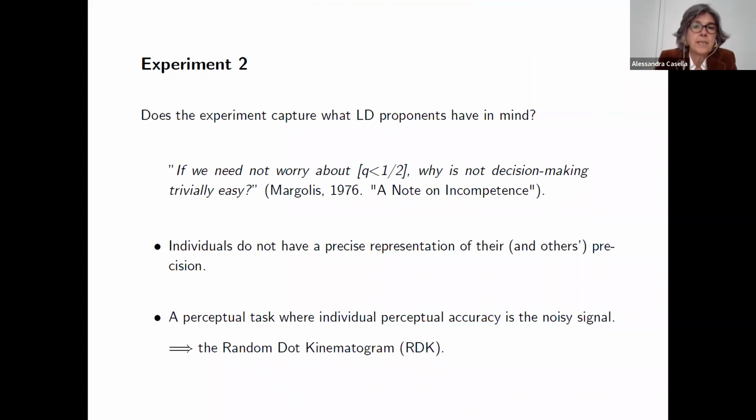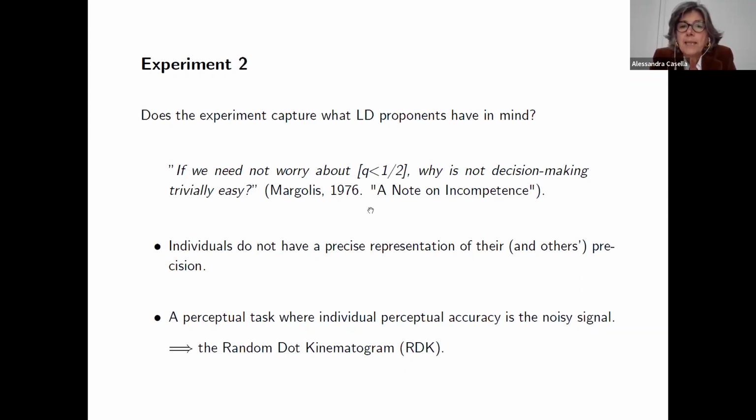So there is a citation from a paper by Margolis, whose title I really like, A Note on Incompetence, where he says, if we don't worry about anybody having a probability of being right below 1/2, why is not decision making completely easy, trivially easy? Why do we ever get anything wrong?